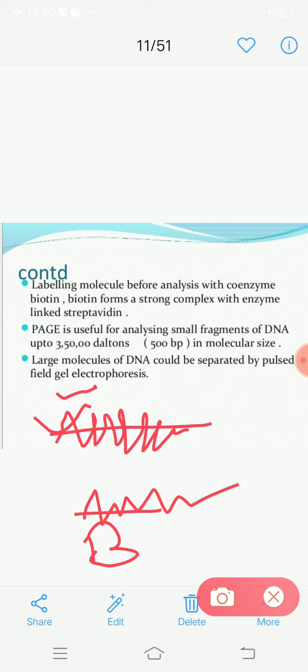Large molecules of DNA can be separated by pulsed field gel electrophoresis. So if there is a large DNA, then pulsed field gel electrophoresis is utilized. Polyacrylamide gel electrophoresis, PAGE, is utilized for analyzing small fragments of DNA, up to 500 base pairs.